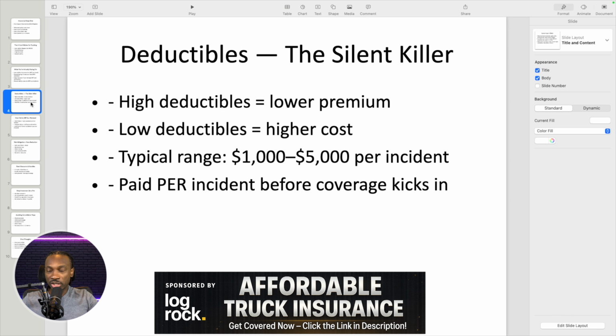All right. Typical ranges of deductibles are anywhere from $1,000 to $5,000. I've always had a $1,000 deductible per incident, paid per incident before coverage kicks in. So for instance, say you get into an accident and your truck goes into the shop, the insurance is going to cover whatever the difference is. So since I have a $1,000 deductible, let's say the damages are 10 grand, right? The insurance is going to pick up 9 grand. And then when they call and say, hey, Mark, the truck is ready, when I go to pick it up that day, I'm going to cut the body shop a check for $1,000.